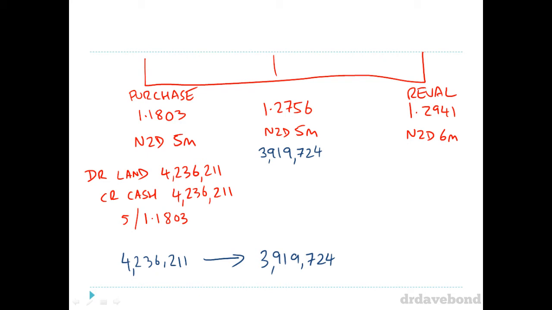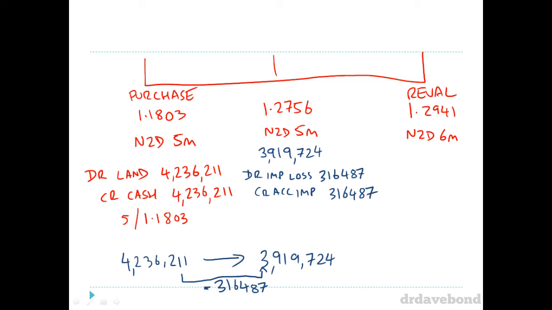So we would have an impairment loss at this point. So we would debit impairment loss, and it's just picking up whatever that difference happens to be. So from 4,236,211 to 3,919,724 is a drop of 316,487. And so we have debit impairment loss, credit accumulated impairment of 316,487. Okay. So we've picked up the fact that this asset is impaired.